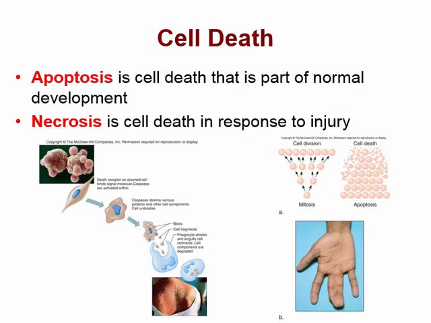You got a programmed cell death. We call it apoptosis. Some people like to call it epitosis. Doesn't matter to me. Apoptosis is fine. And that's programmed cell death. It means that the cell death has been programmed inside your DNA.